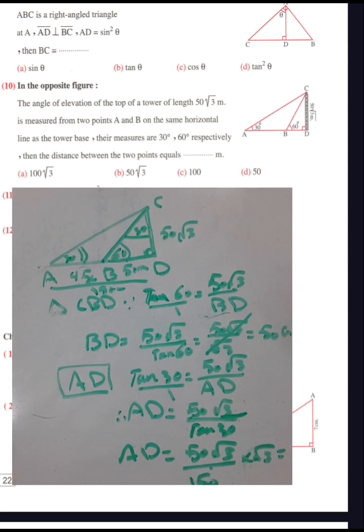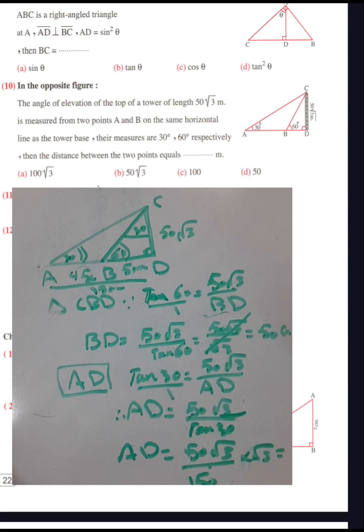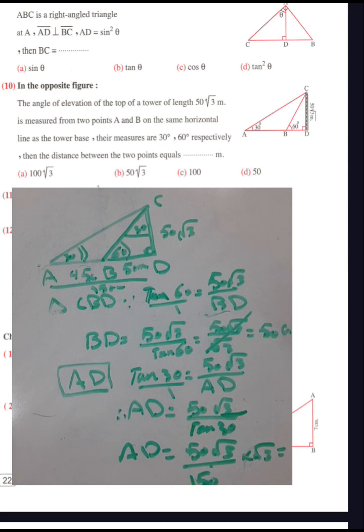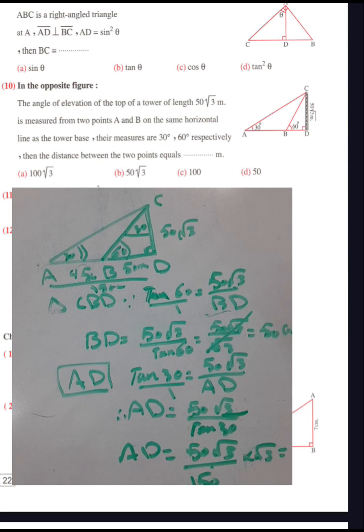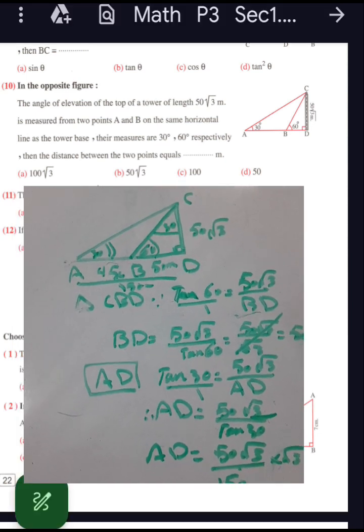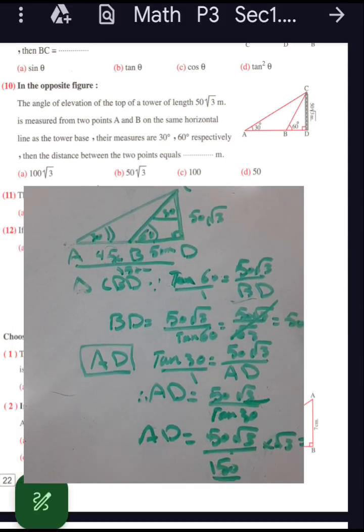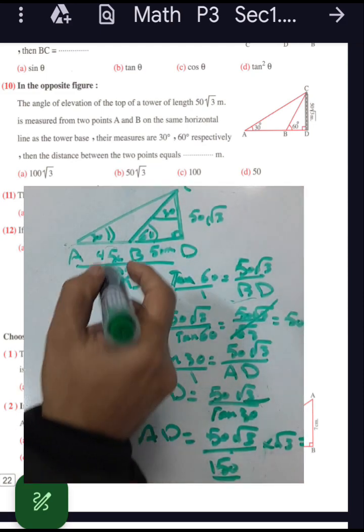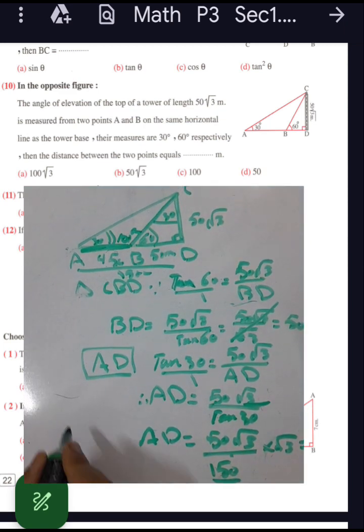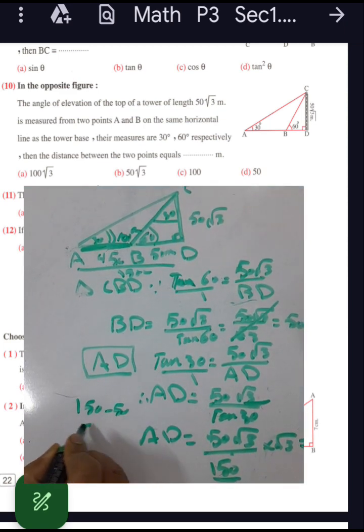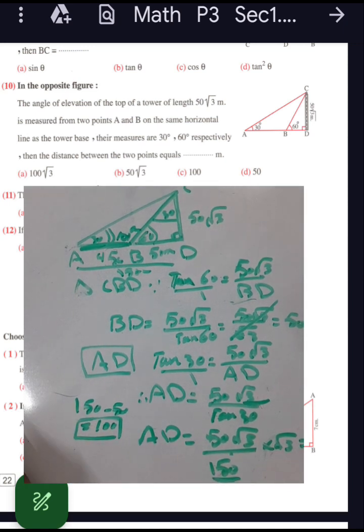Then question number 10, you want to find the distance between the two points, A and B horizontal. The distance between them is 100. Okay, right, 100. 150 minus 50 will be 100. Then the distance between them will be 100 meters. Okay, it's the distance between them.